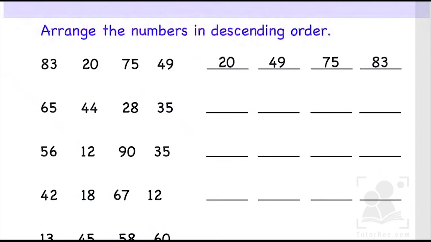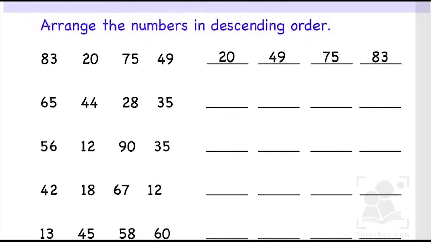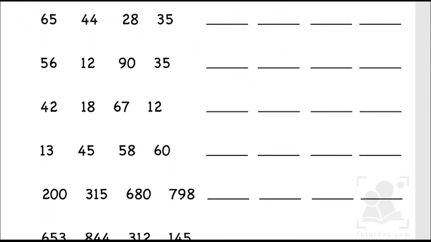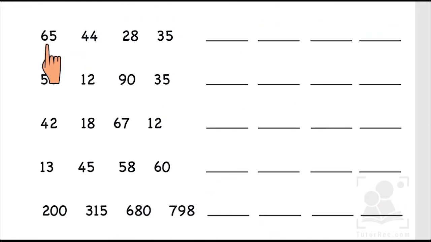Here we have to arrange the numbers in the descending order. So remember kids, we have to arrange the numbers in descending order. As you can see kids, here are some numbers given to us. Let's write them: 65, 44, 28, 35. Remember, descending order is the order when we write the biggest number first. So which is the biggest number here? 65. So let's write 65 over here.